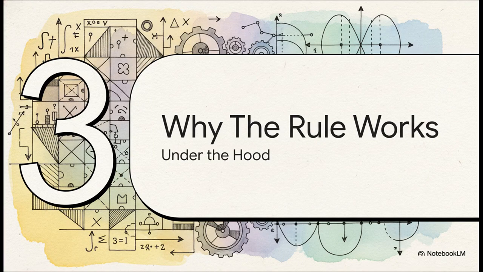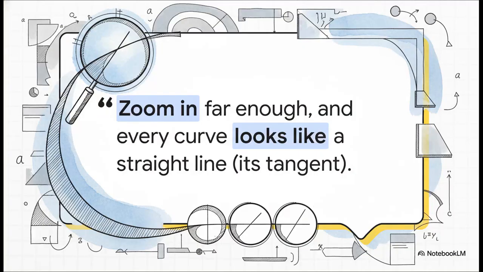But hold on, why is this even allowed? I mean, it almost feels like cheating, right? Let's take a quick look at the really cool concept that makes this whole thing mathematically sound. The entire reason this works rests on this one single powerful idea from calculus. It's sometimes called local linearity. All it means is that if you take any smooth curve and you zoom in really close at any single point, it starts to look exactly like a straight line, which is, of course, its tangent line at that point.